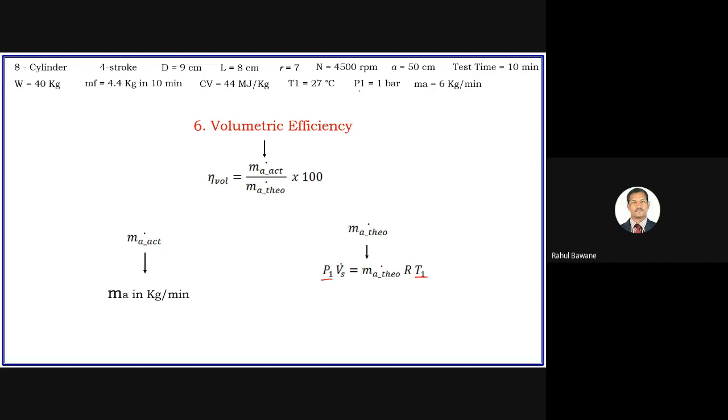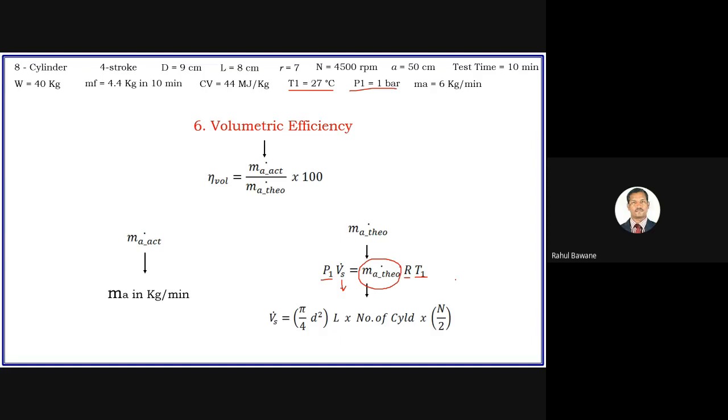Pressure is 1 bar. We have to put it in Newton per meter square. Temperature is 27 degrees. Whenever we use this formula, we have to put temperature in Kelvin. Then R, the characteristic gas constant, is 287, a standard value. We are interested in finding the theoretical mass flow rate, so we must find out the stroke volume.